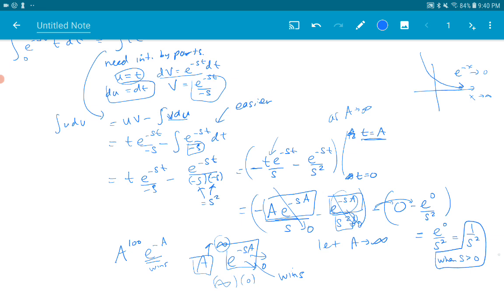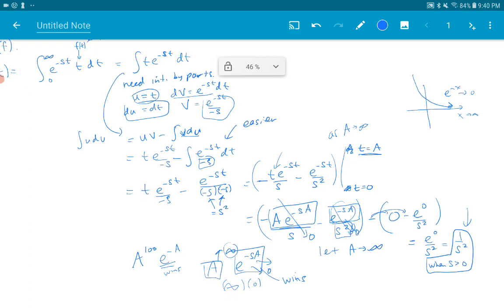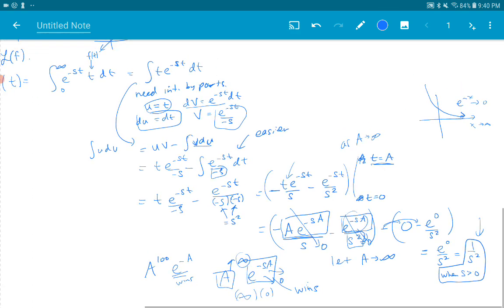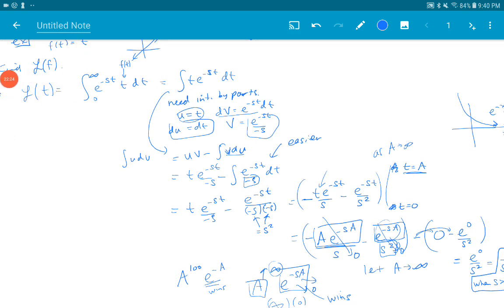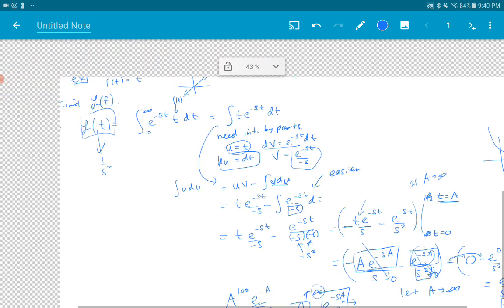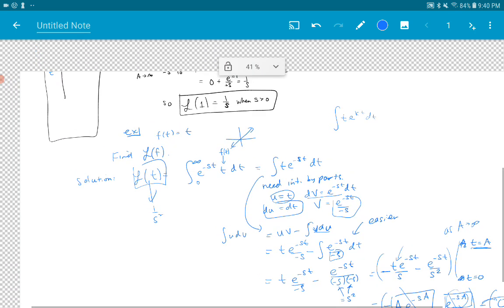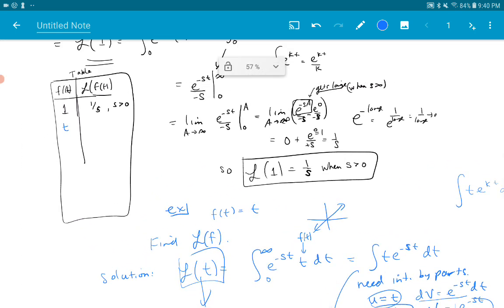All right, so it got kind of messy there. It was a little ugly, but this is the final result. This is the Laplace transform of the function t, right here. That went to 1 over s squared. So we'll put that in our table. I'm going to scroll here. It's not bad on your eyes. We just did the Laplace transform of t, and we got 1 over s squared for s greater than 0.